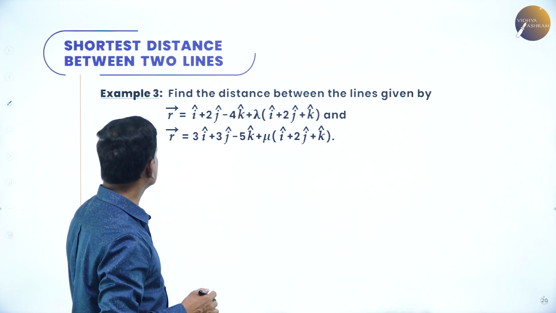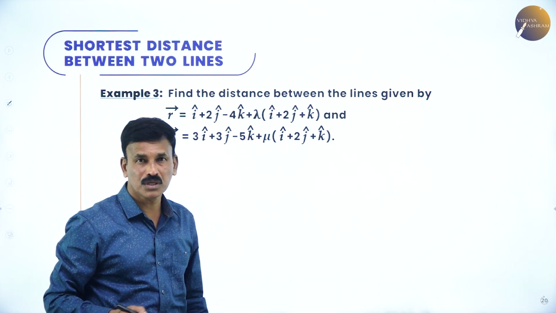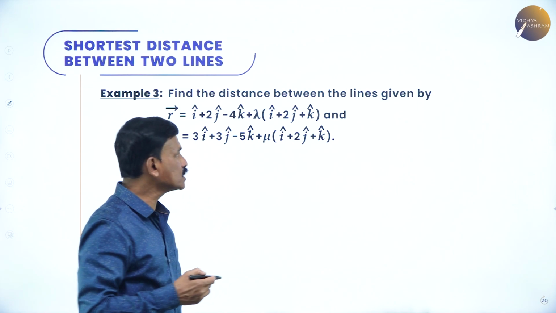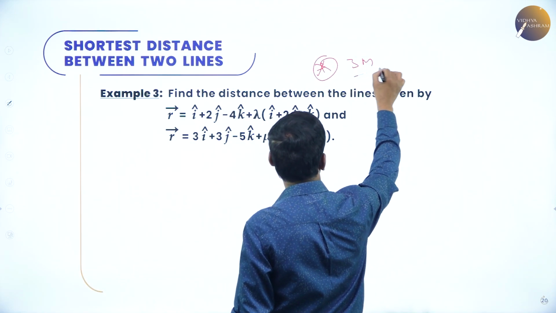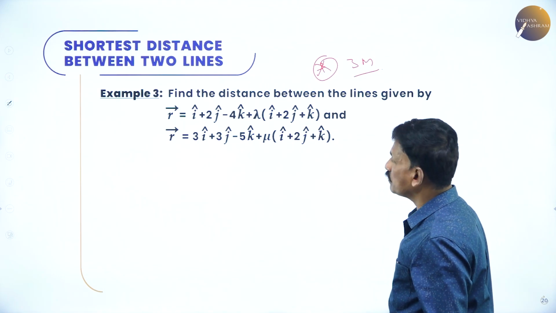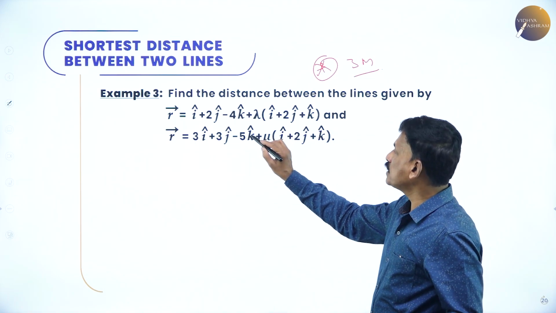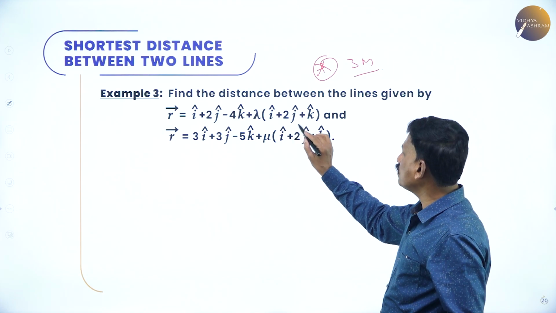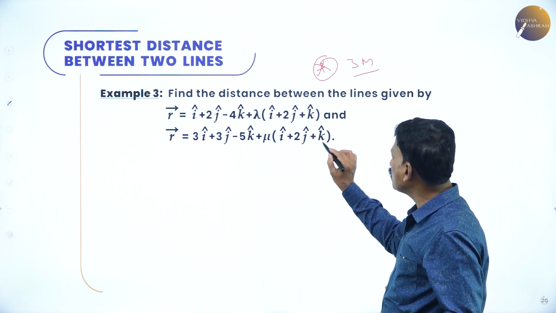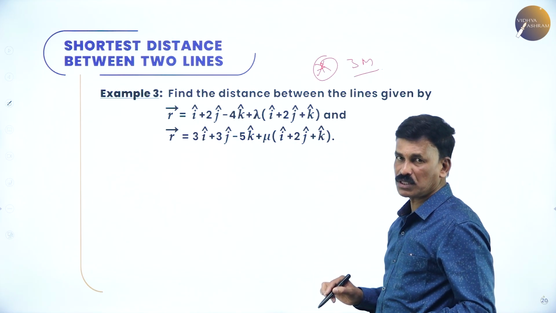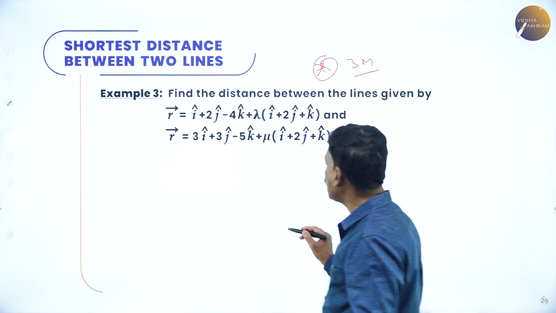Now, move on to the next, shortest distance between the two lines. Now, just observe carefully. This is also a very important problem for 3 marks. Now, find the shortest distance between the lines. Observe carefully. i plus 2j minus 4k plus lambda into i plus 2j plus k, 3i plus 3j minus 5k plus mu into i plus 2j plus k. So, b1 and b2 are same. That means they are parallel lines.